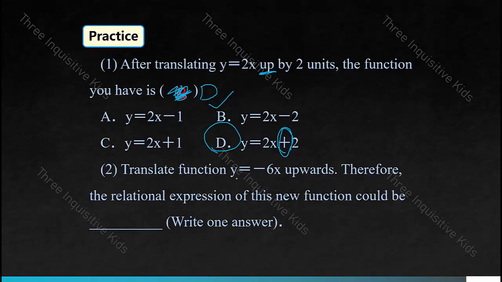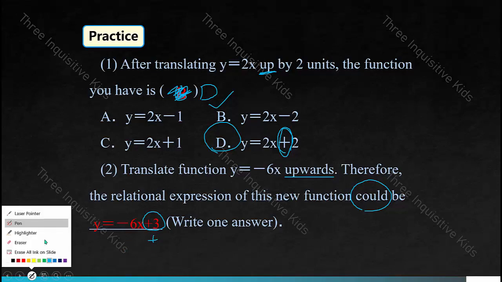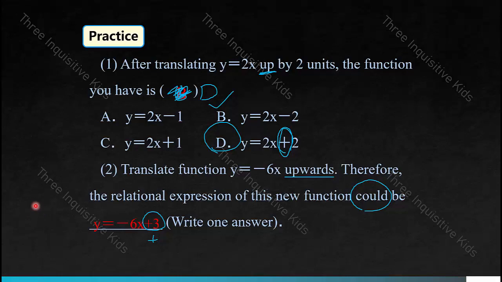Second one, translate the function y = -6x upwards. Note this direction that we're translating in. Therefore, the relational expression of this new function could be blank. Well, we don't know upwards by how much, we just know upwards. So we know that this constant term has to be positive. So this is one possible answer, but as long as your constant term is positive, it will be fine. So plus 100, plus 2, plus 5, they're all fine.